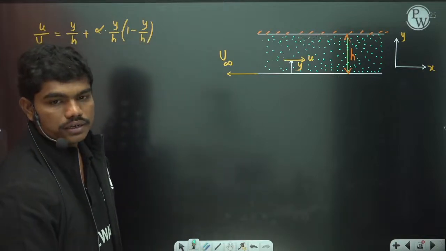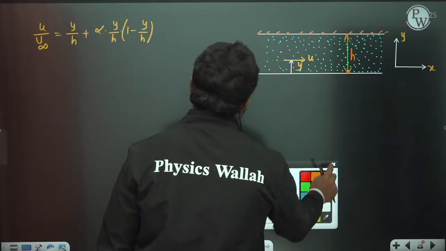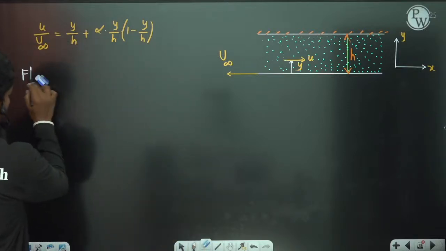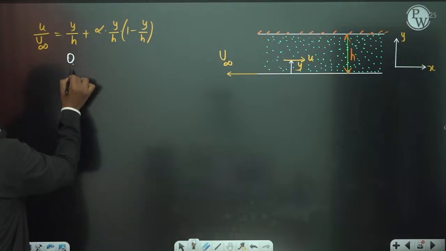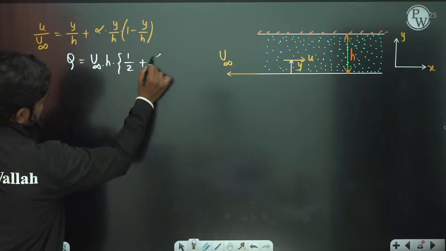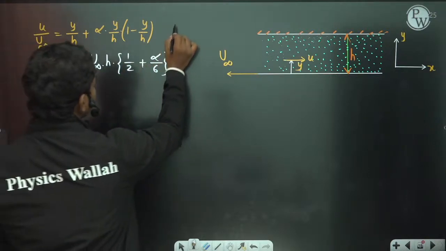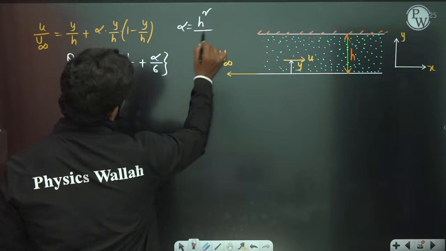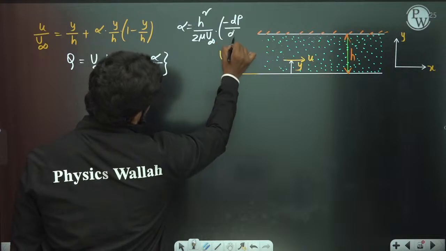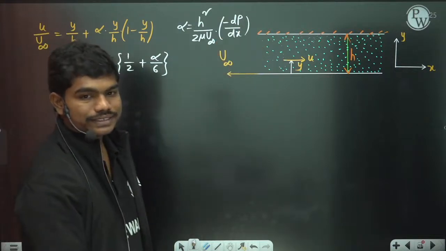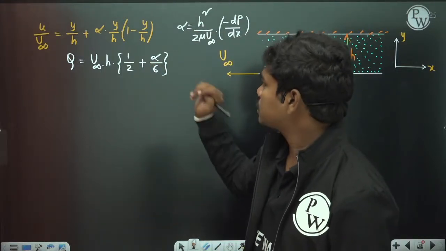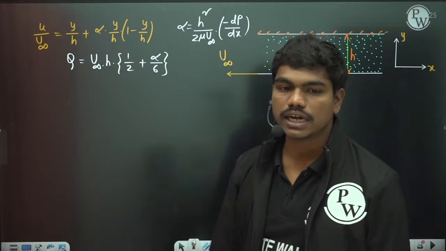Now if you see, this is the expression for net flow and discharge at any section that I have given you. The discharge at any section is equal to u infinity times h into 1 by 2 plus alpha by 6. This is the total discharge, and alpha is nothing but h square by 2 mu u infinity into the pressure gradient in the x direction, basically in the flow direction. So these are the common expressions that I gave you that day: the velocity profile, the value of alpha, and the discharge at any given section.